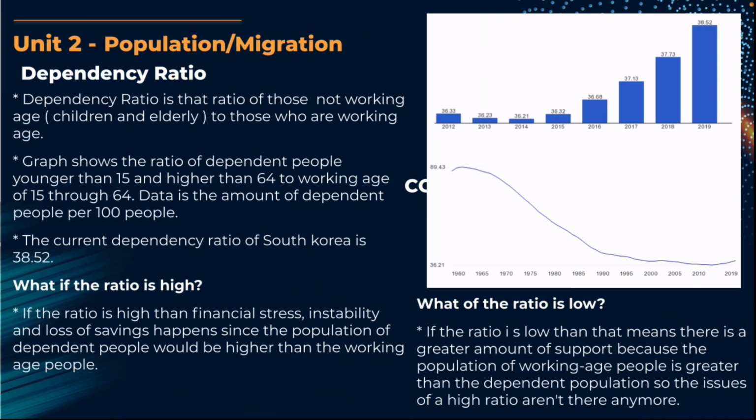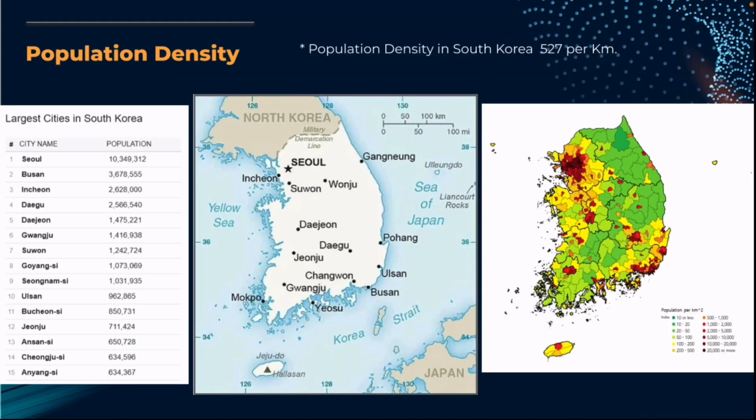And what you really need to know about dependency ratio is the definition and what the impacts are on a country if the ratio is high or low. And all of that is listed on the screen. Onto population density, I have a list of the largest cities with population, along with the map and population density map of South Korea. I put them all together so you can really see the population density map with numbers and city names, so you can see how the population distributes around the most populated areas.